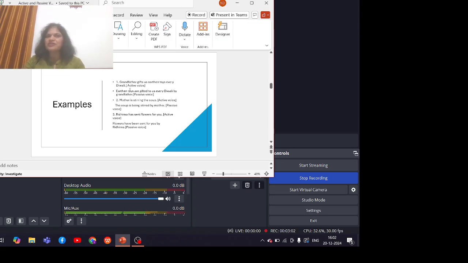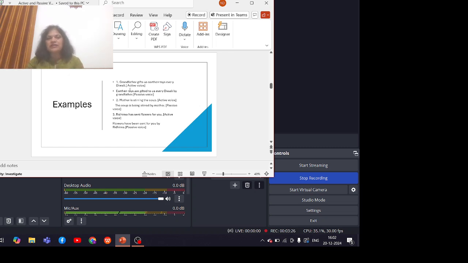So here the tense of the sentence is present tense. So here we are using earthen toys. Here the subject is plural. So that's why we are using the helping verb are. Earthen toys are gifted to us every Diwali by grandfather. So who performed this action? Grandfather. Now the grandfather will become the object in passive voice.